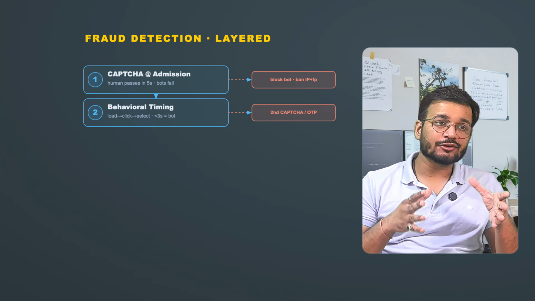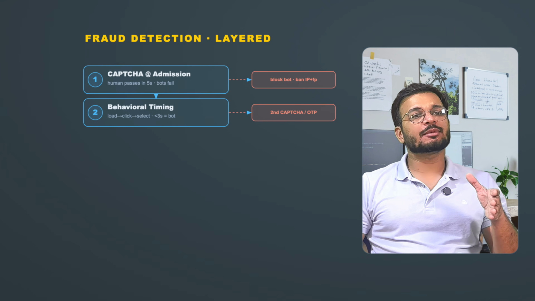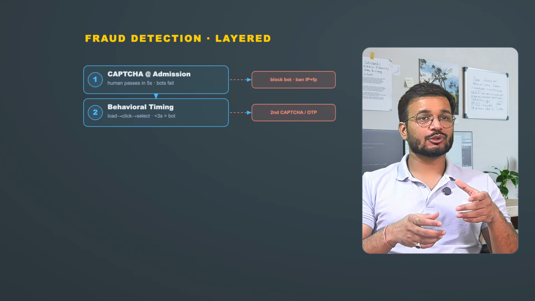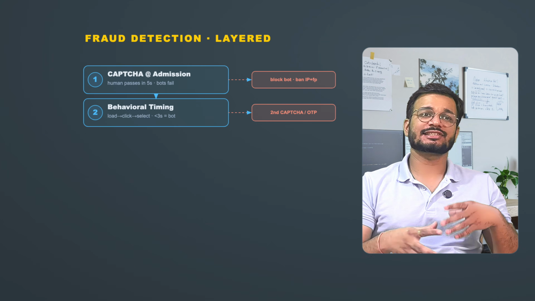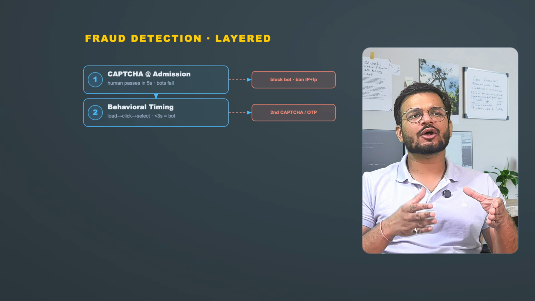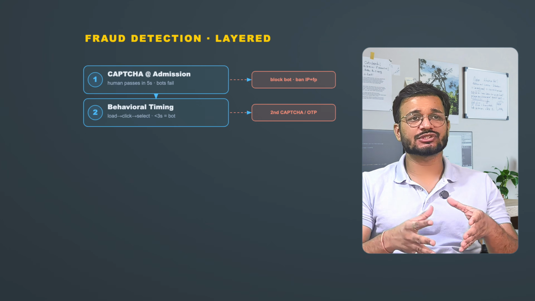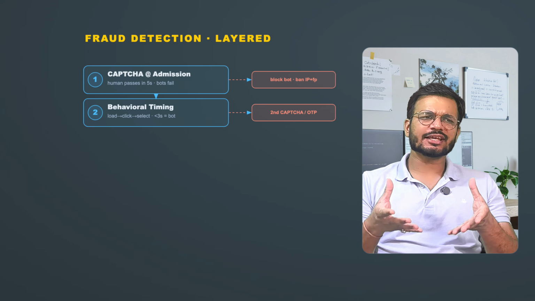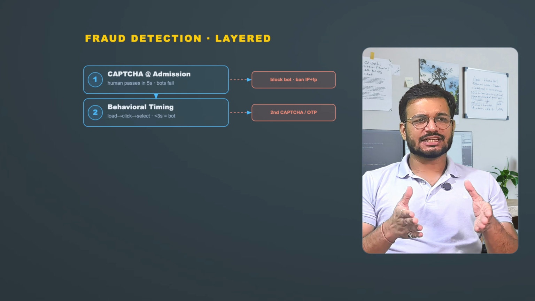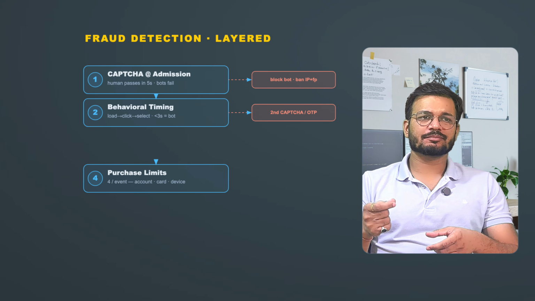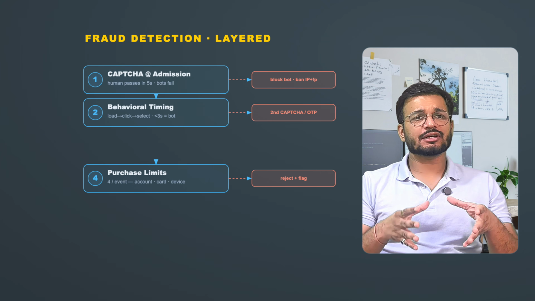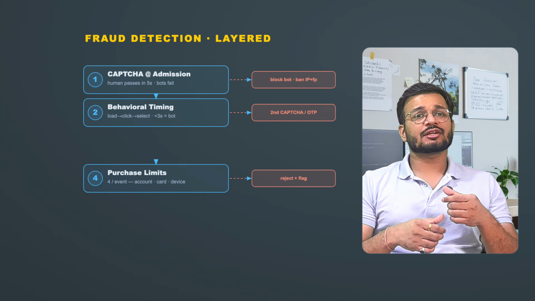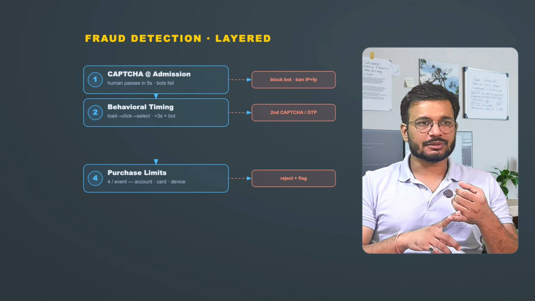Then we do behavioral analysis. Log the timing of the user's actions: the page load, the first click, seat selection, then the checkout start. A human typically takes 30 to 90 seconds to select the seats and start checkout. A bot does it in 3 seconds. Score each session on the behavioral timing. Suspicious sessions trigger additional friction. Then we can put a second captcha, email OTP.